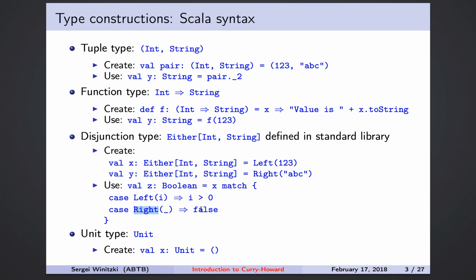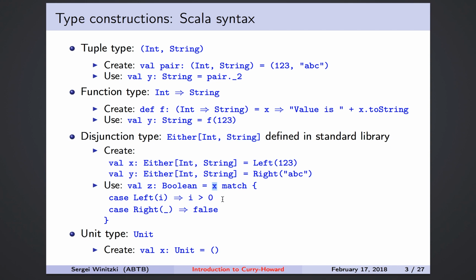But we could have a different example where this could be, let's say, x, and this could be some expression using x to compute a Boolean value. So this is a match expression, or a case expression, sometimes called. And this is the way you can use values of disjunction type. So to create them, you have to specify which label you use, so you can either create a Left or a Right. There's no other way to create values of this type.